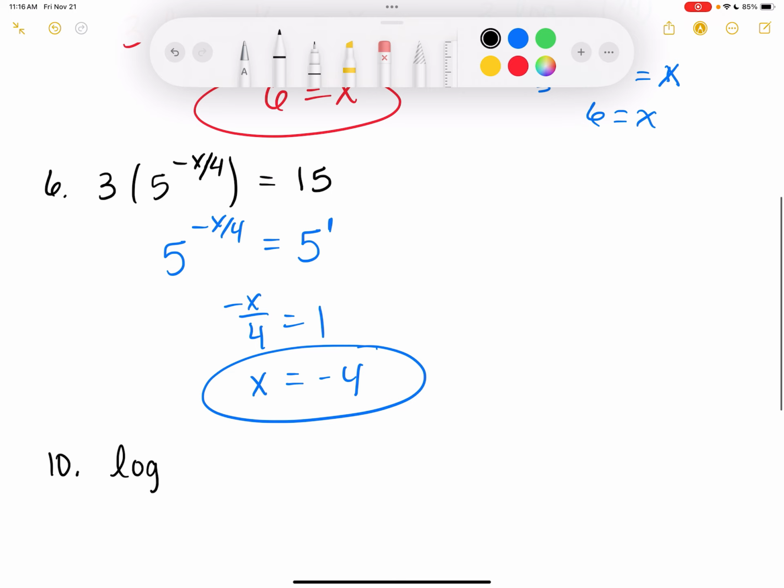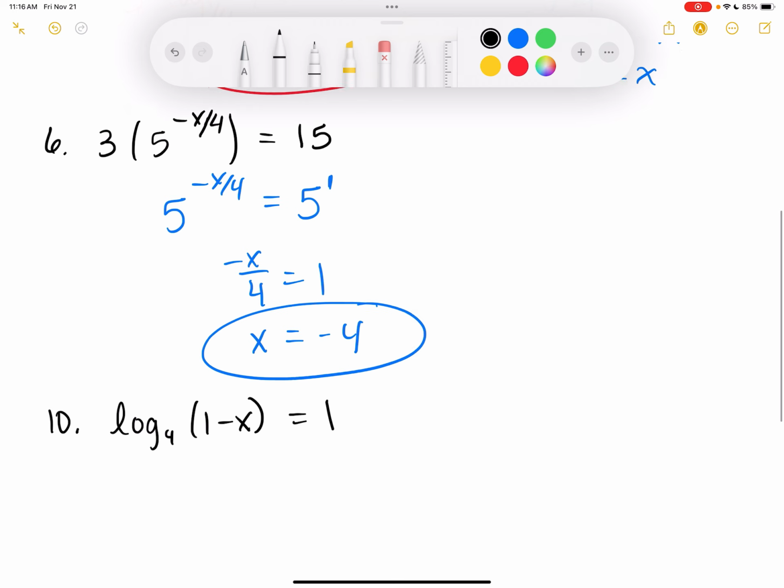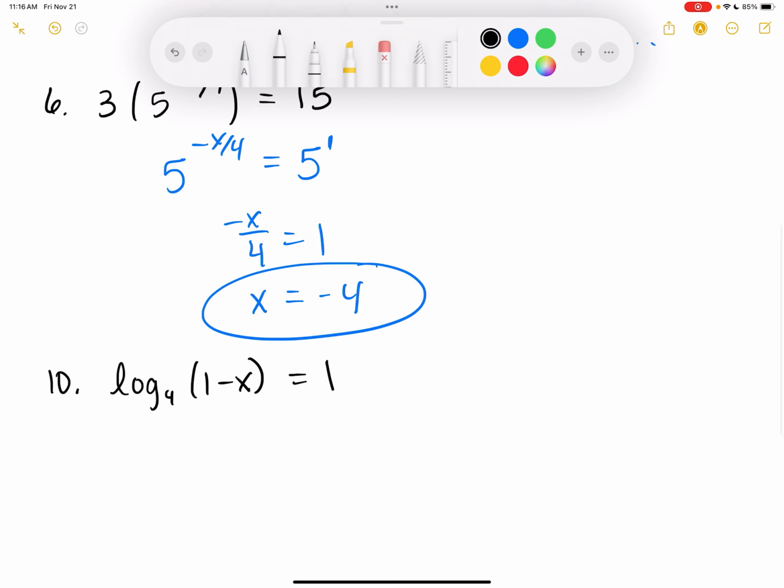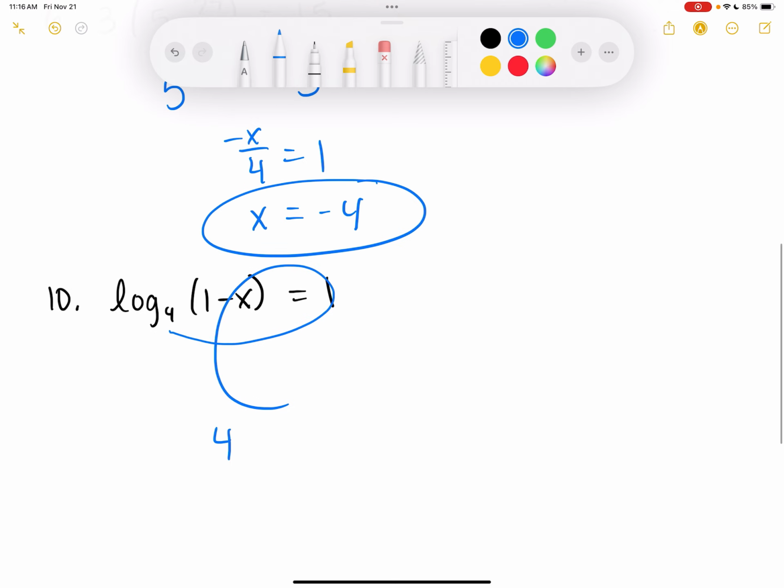Log base 4 of 1 minus x is equal to 1. So if I start out with a log, I need to use an exponential to solve it. So we start here, we loop around. So I have 4 to the 1 is equal to 1 minus x. Subtract the 1. So I get 3 equals negative x. Divide by the negative, negative 3 equals x.